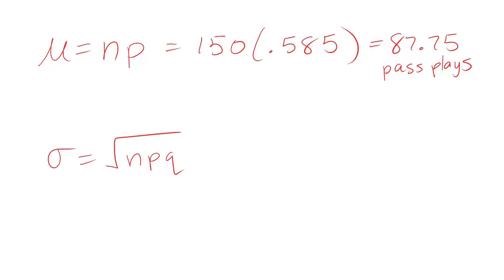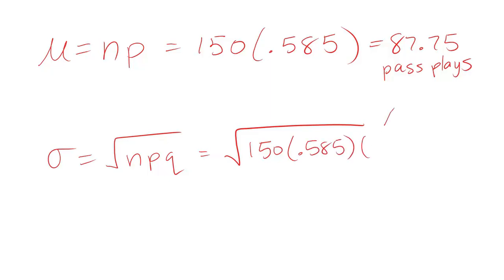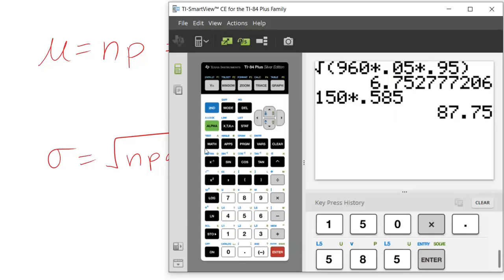The standard deviation isn't hard to do. It's a little harder to understand. We're going to take the square root of n times p times q. So n is 150, p is 0.585, q is 1 minus p. We're going to do 1 minus 0.585 to get the percentage of non-pass plays, or what would be running plays, because we're ignoring the kicking plays. So that's 0.415.